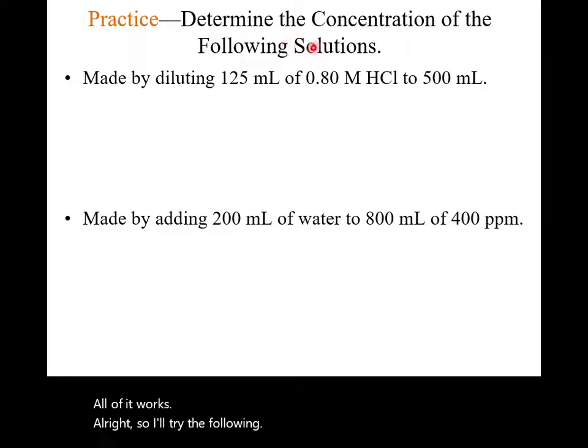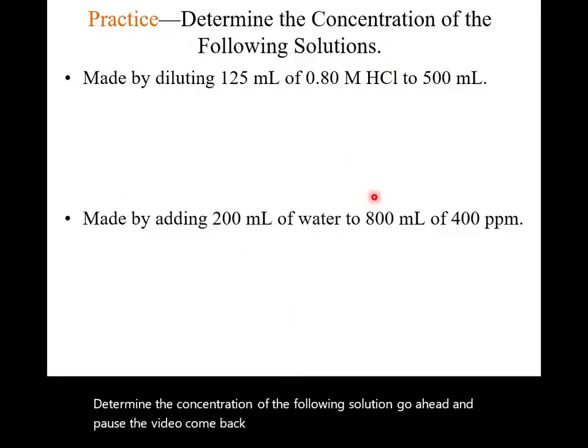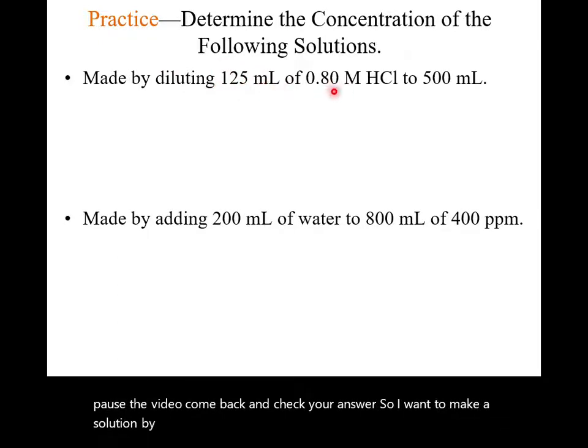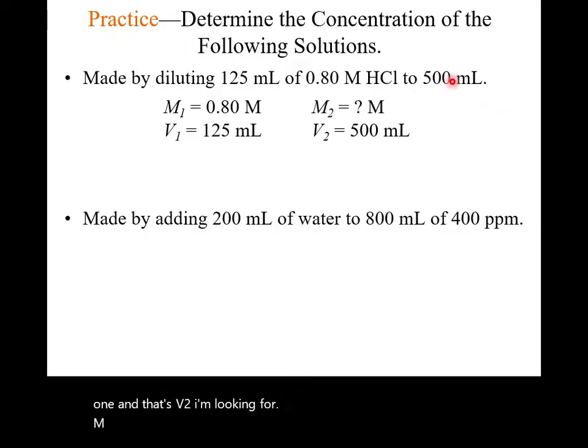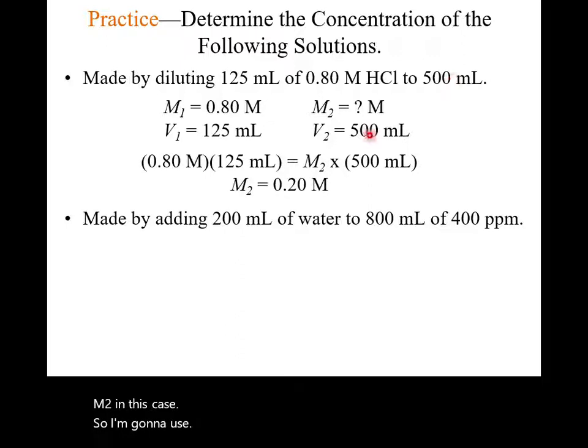Determine the concentration of the following solution. Go ahead and pause the video, come back and check your answer. So I want to make a solution by diluting 125 milliliters of 0.8 molar hydrochloric acid to 500. So that's V1, M1, and that's V2. I'm looking for M2 in this case. So I'm going to use this equation, and M2 will be 0.2 molar.